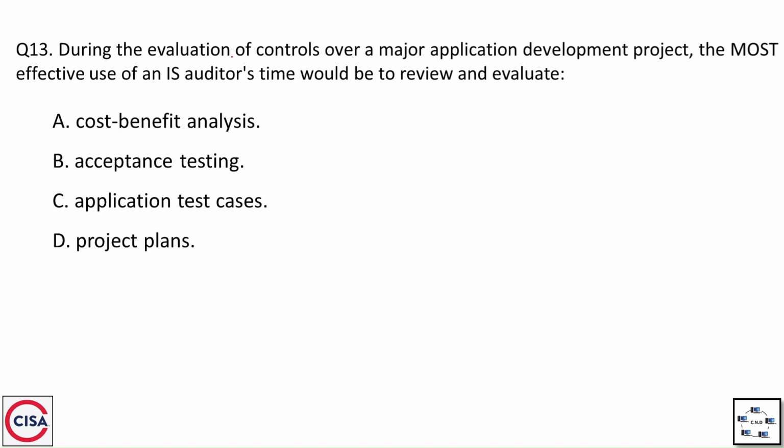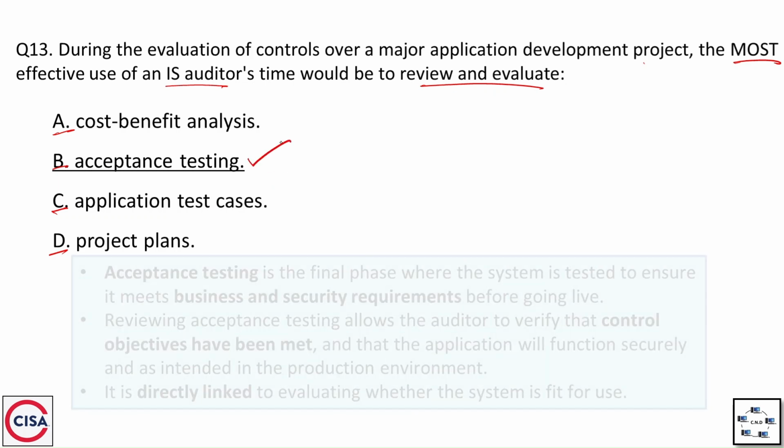Question number 13, during the evaluation of controls over a major application development project, the most effective use of an IS auditor's time would be to review and evaluate: Option A, cost benefit analysis. Option B, acceptance testing. Option C, application test cases. And option D, project plans. And the correct option is option B, acceptance testing.